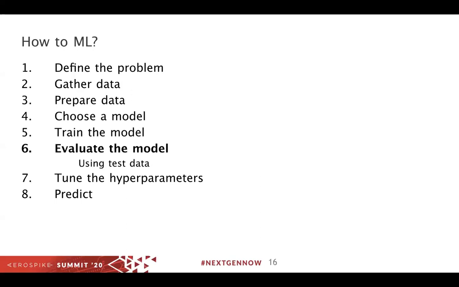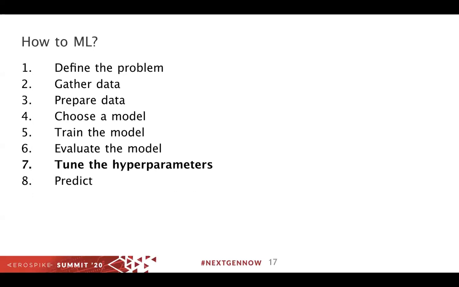Once you're done training, you're evaluating the model using the remaining 25% of your test data. And here, many times, you'll find yourself falling back to stages 4 or 5, where you either need to retrain the model or just choose a different one. But if all goes well, you move on to step 7, and you tune the hyperparameters. And this is fine-tuning, and this is mostly done manually. Once you're all set, you're ready to do predictions.